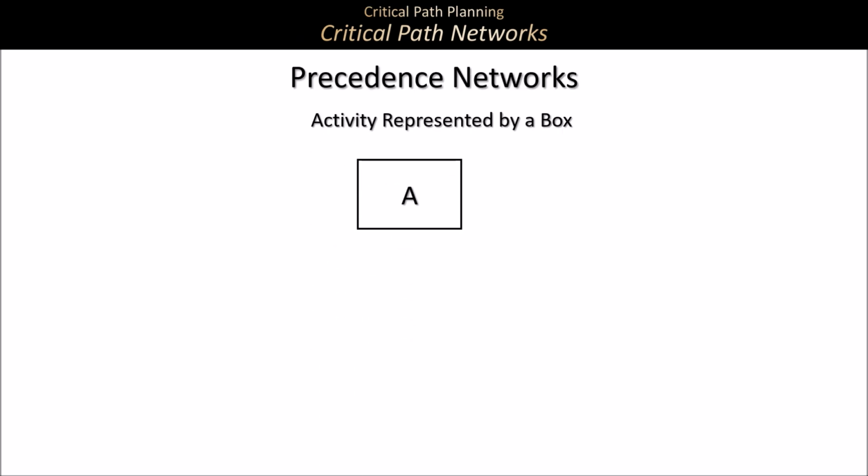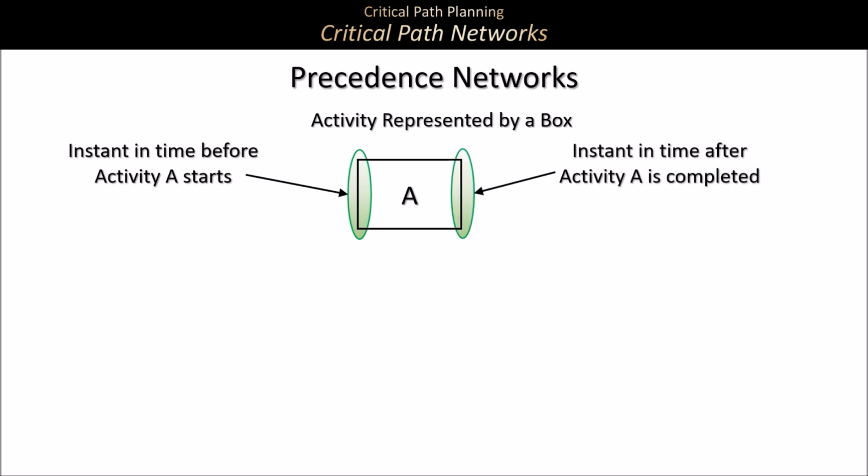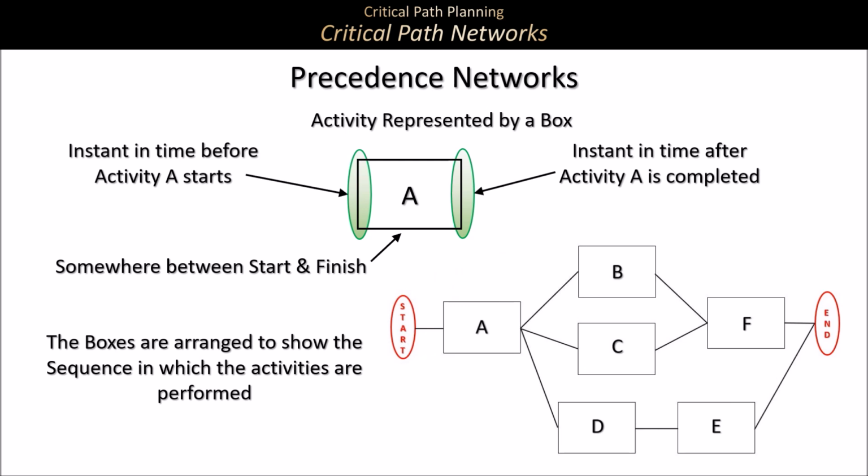In the case of precedence networks, the activity is represented by a box. The left-hand vertical of the box represents the instant in time before activity A starts. The right-hand vertical represents the instant in time after activity A is complete, and the horizontal lines at the top and bottom represent some time between the start and the finish. The boxes are arranged to show the sequence in which the activities are performed. There is no reference to time.